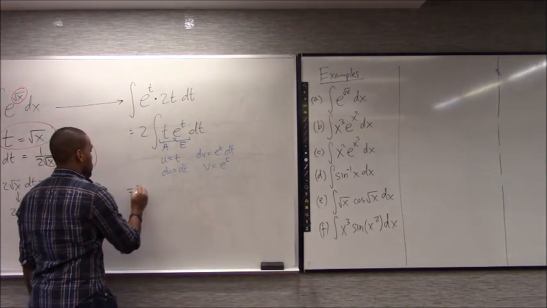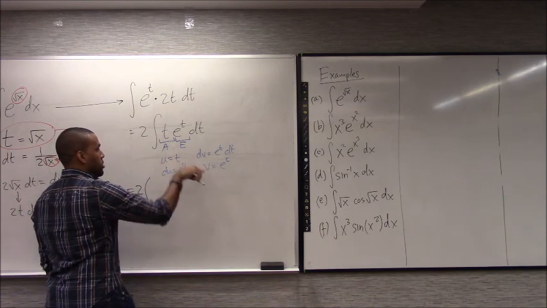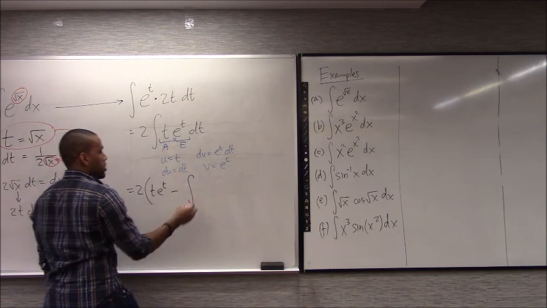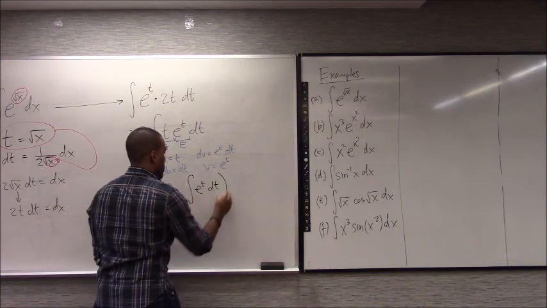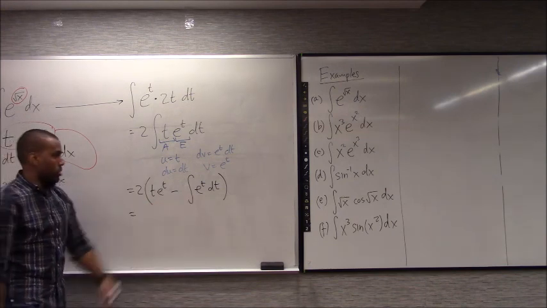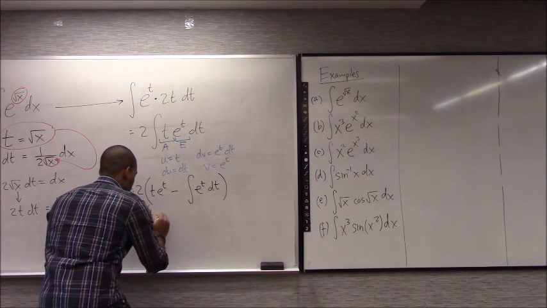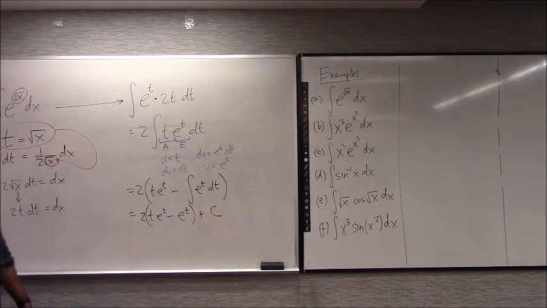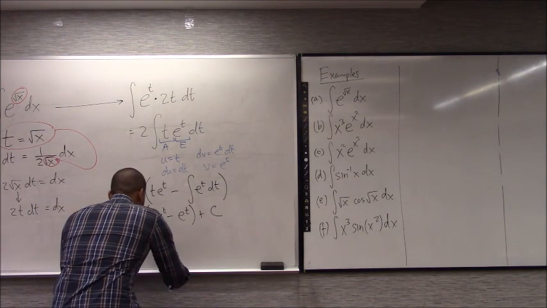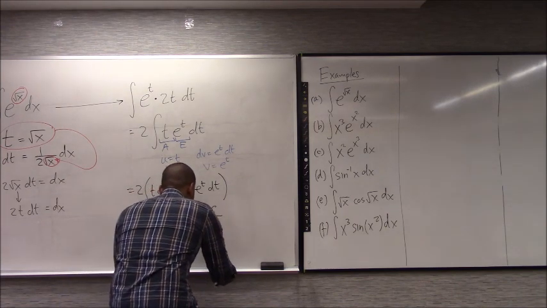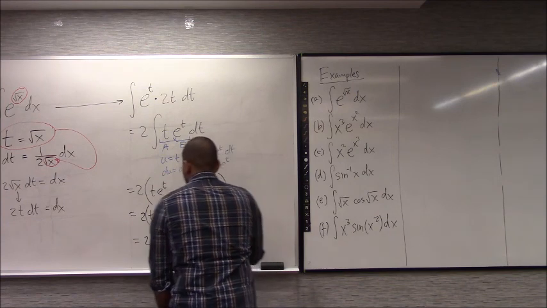So this is going to be 2 times u times v minus the integral of v du. So we end up with that. And that integral is super easy. Okay, so that's just e to the t. But what's my t? My t is radical x. That's my integral.